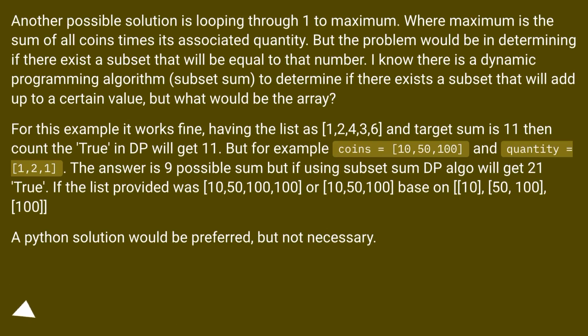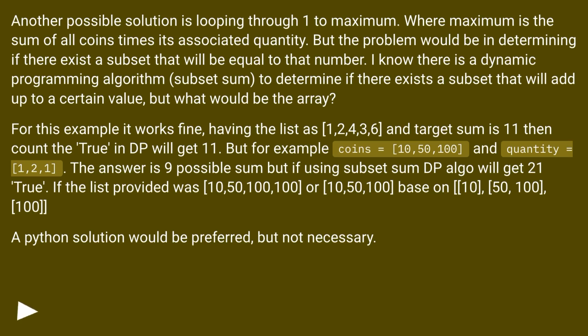Another possible solution is looping through 1 to maximum, where maximum is the sum of all coins times their associated quantity. But the problem would be in determining if there exists a subset that will be equal to that number. I know there is a dynamic programming algorithm, subset sum, to determine if there exists a subset that will add up to a certain value, but what would be the array? For this example it works fine, having the list as 1, 2, 4, 3, 6, and target sum is 11, then counting the true in DP will get 11.